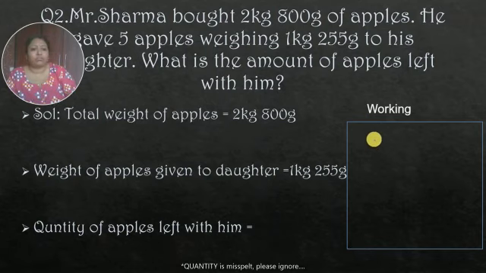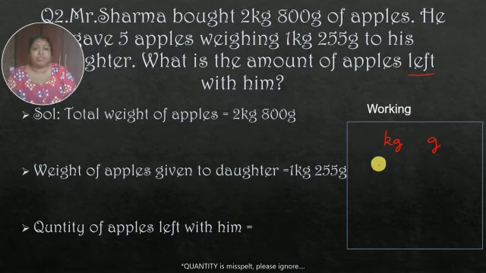So as I told you children, you need to understand the operation that you have to do, whether you have to subtract or whether you have to add. So here as you can see, the word left is coming, and all of you know that if this type of word, left, more or less, is there in the question, that means we have to subtract. So let's write down. I have written kg and gram in two different columns.